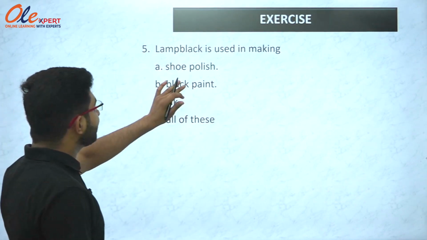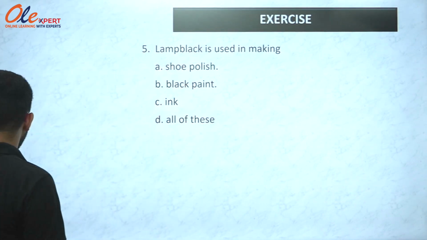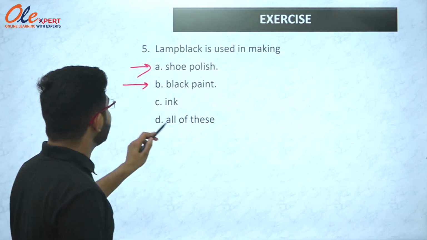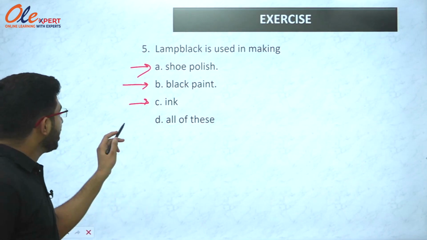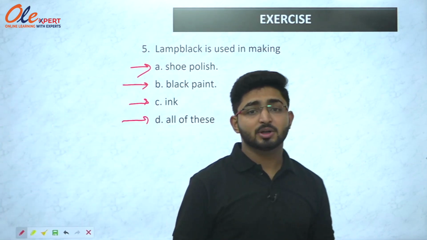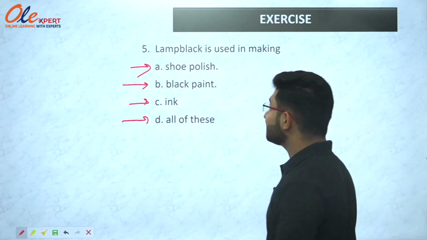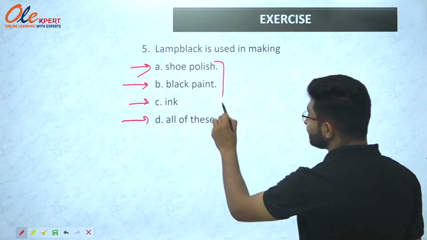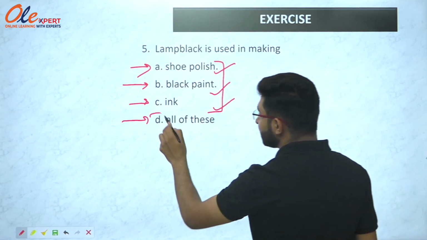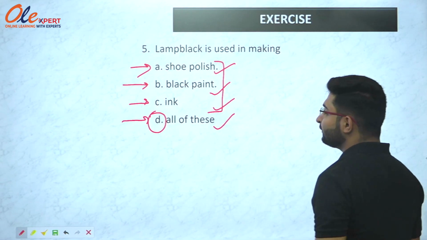So the next question is, lampblack is used in making what? Option A is shoe polish, option B, black paint, option C, ink, and option D is all of these. So during the sessions of this chapter we have studied that lampblack is used in making all three things, that is shoe polish, black paint and ink. So the correct answer is option D, that is all of these.